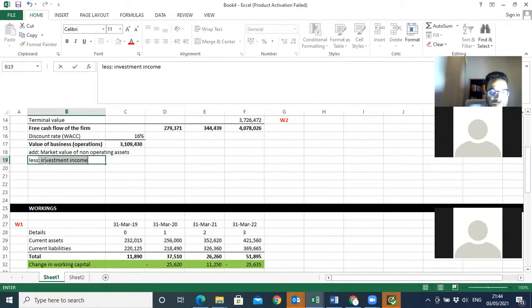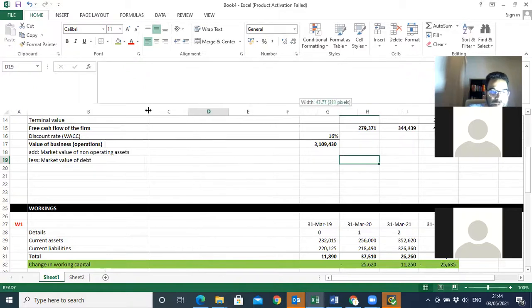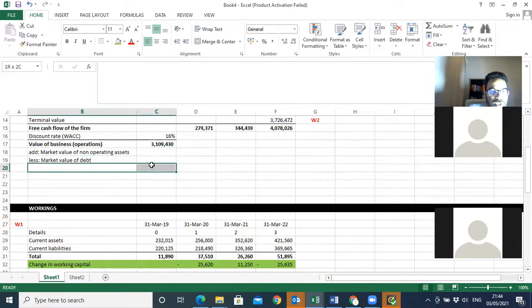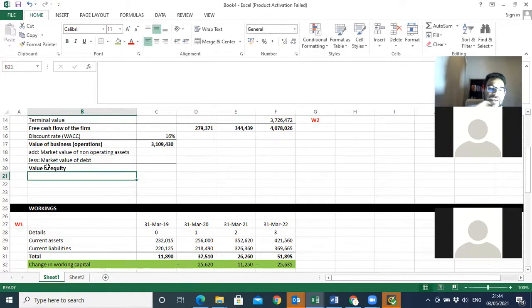Then we subtract the market value of debt. Then we subtract market value of debt. And this will give you the value of equity. What we want to get to, the value of equity. But then we must make some further adjustments, because remember, we are valuing a private company. So then we will adjust for lack of marketability.